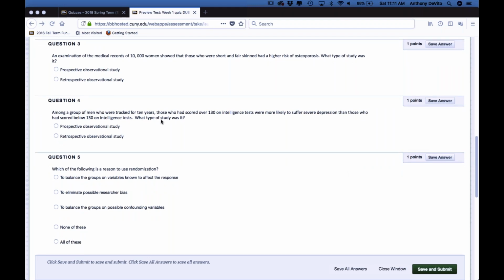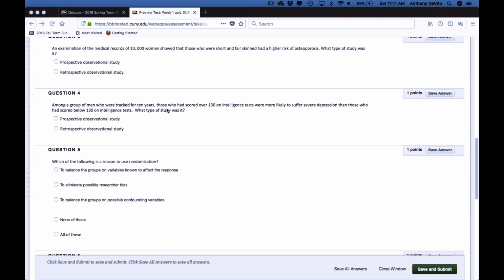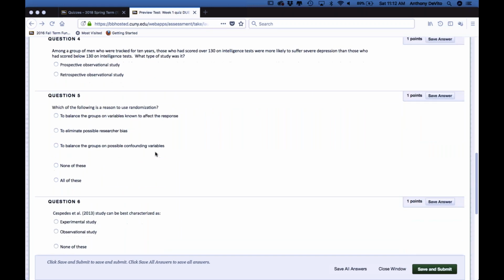Okay, so among a group of men who were tracked for 10 years, those who had scored 130 on intelligence tests were more likely to suffer severe depression than those who had scored below 130. What type of study is this? Okay, so they started with people who had scored on an intelligence test, some over 130, some below, and then they tracked them going forward for 10 years. So clearly, that's going to be a prospective study instead of a retrospective study, right?